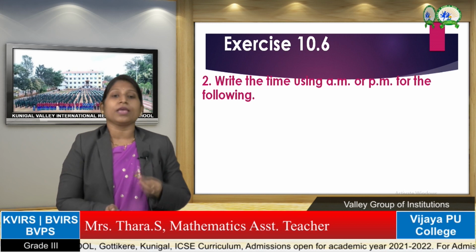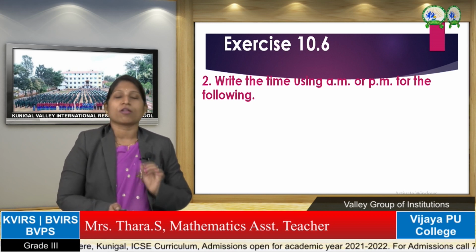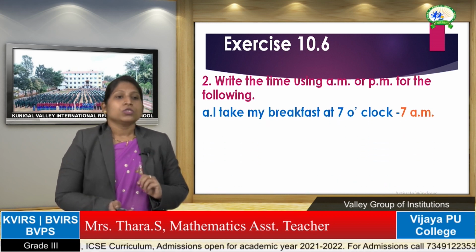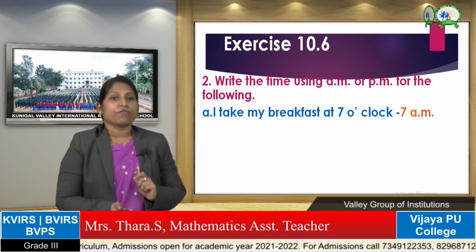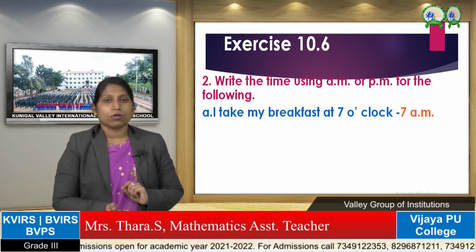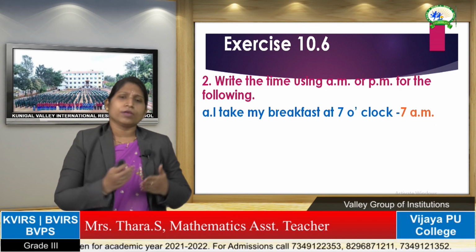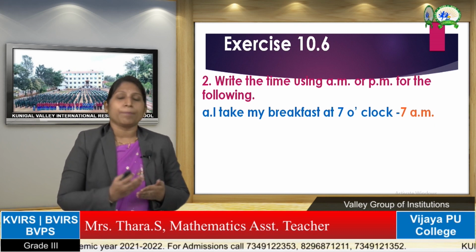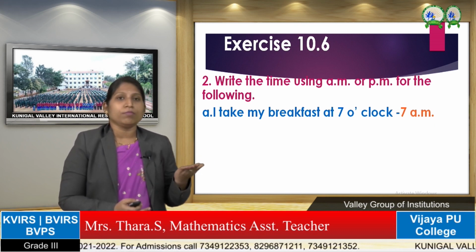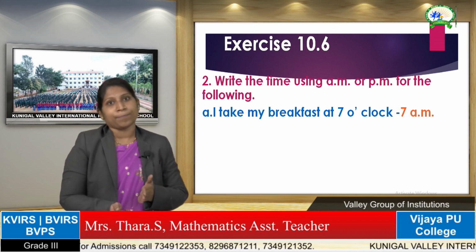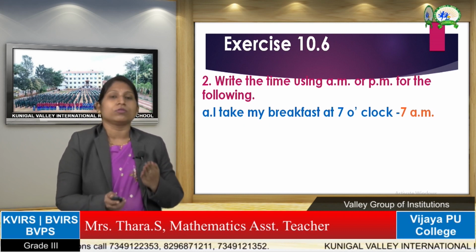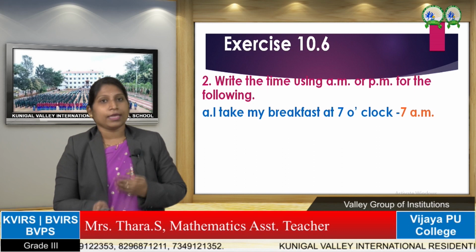Write the time using AM and or PM for the following. Let's see. So there I take my breakfast at 7 o'clock. Almost commonly we are taking breakfast in the morning. Morning means it will come to AM. Okay, 7 AM. You can tell 7 AM.